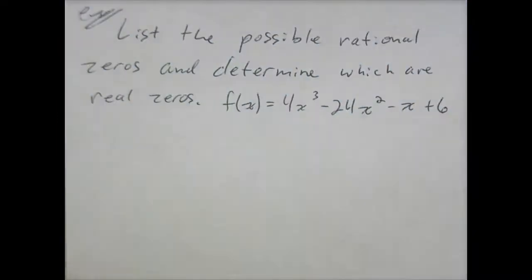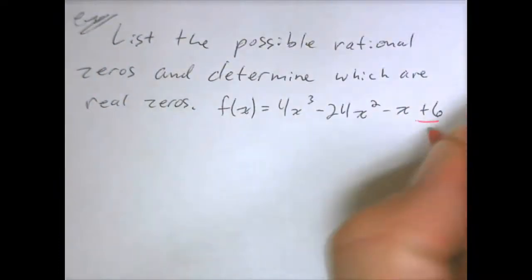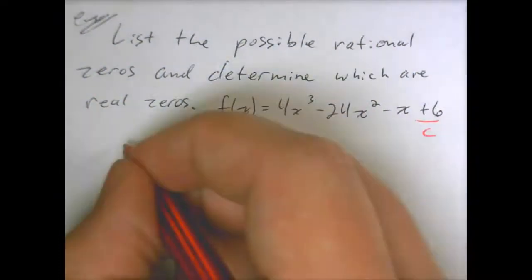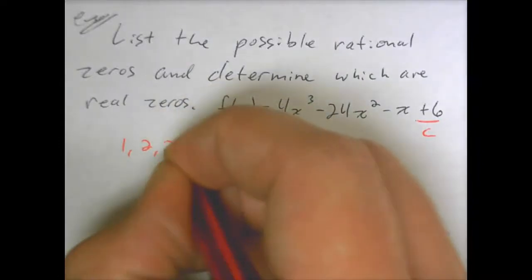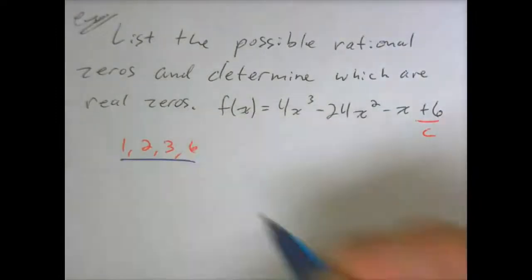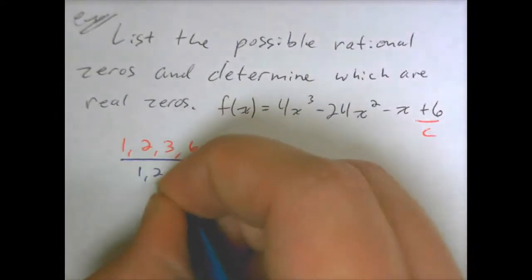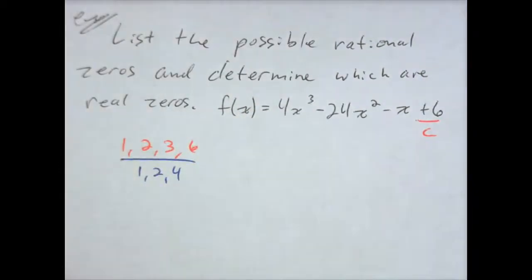Okay, so just doing the possible rational zeros. It says list the possible rational zeros. So I'm going to do the factors of the constant. Remember, factors are just numbers that multiply to be the constant. Don't forget your constant is the last term. The numbers that multiply to be 6 are like 1, 2, 3, and 6, over the numbers that multiply to be the leading term. So 1, 2 times 2, 1 times 4, right? They're just the numbers that multiply to be that term. So now you're just going to go individually.